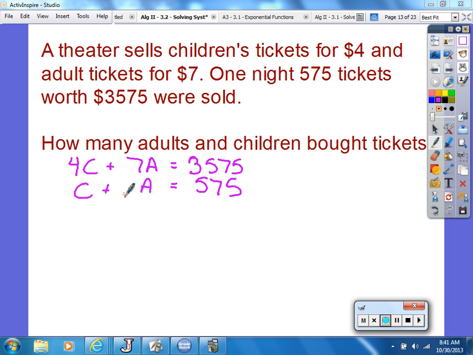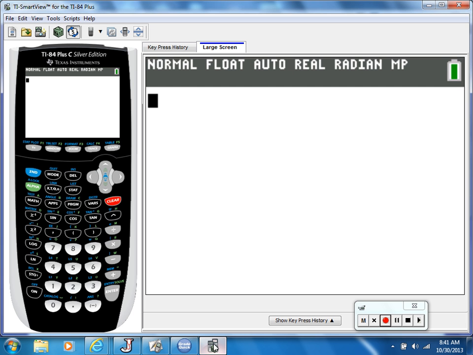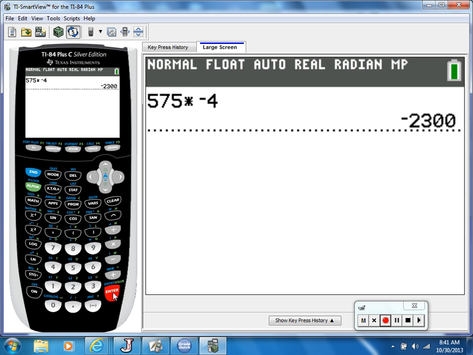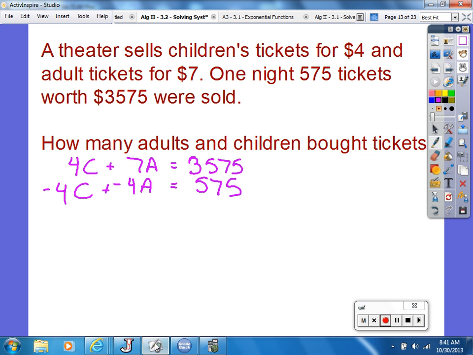So I'm going to multiply this bottom equation by negative 4. So that's going to become negative 4c, negative 4a, and 575 times negative 4 is equal to negative 2300. So if you notice, I told you to get your calculator. I knew these numbers were going to be big, and I'm not asking you to multiply by hand. You guys get to use the calculator.